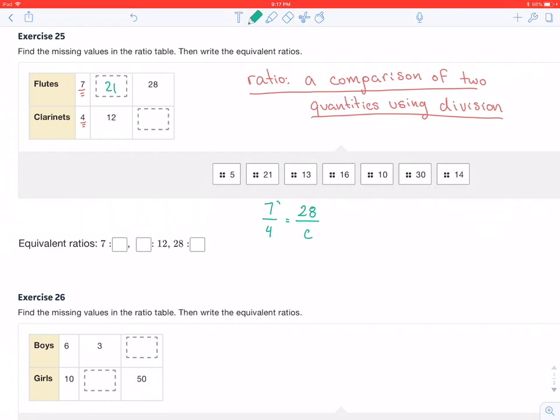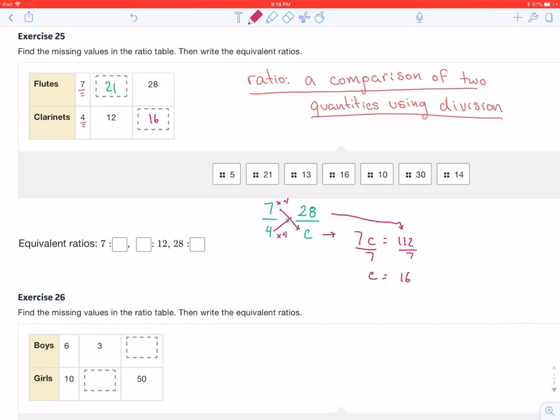And then here you might recognize that what we did was multiply the number of flute players by 4. And so we would just multiply the number of clarinet players by 4 as well to keep the ratios equal, because technically it's kind of like keeping the fractions equal as well. And so you could see right away that it's going to be 16. But we could also do the cross products. 7 times C is 7C. 4 times 28 gives me 112. And then both sides divided by 7 is going to be 16.